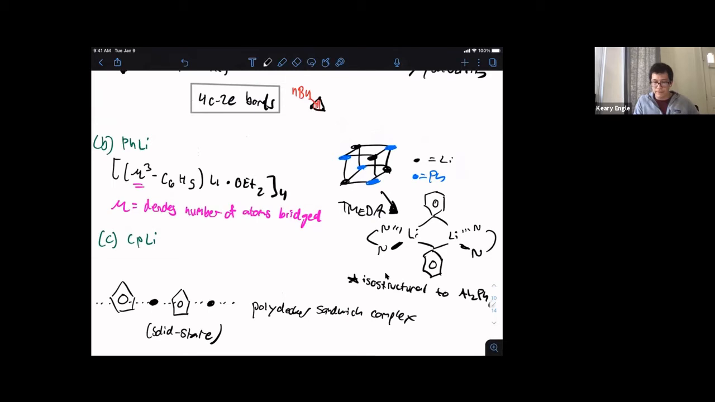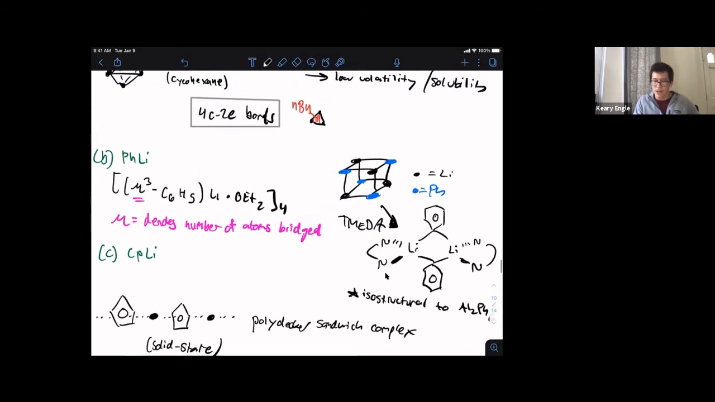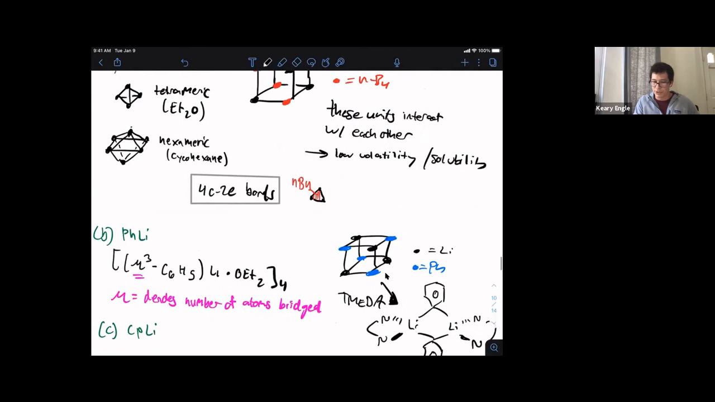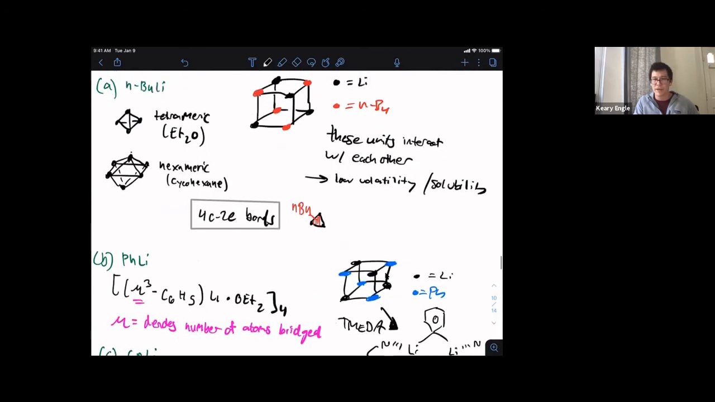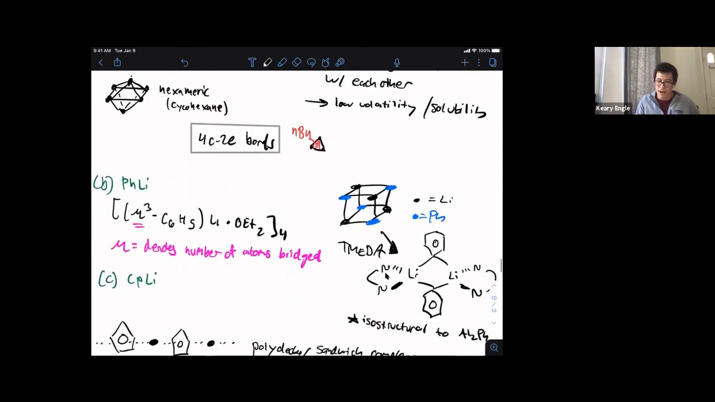And phenyllithium in ether as solvent can be drawn similarly to what we saw in the case of n-butyllithium. And I've drawn out a chemical formula representation here to highlight some nomenclature or terminology that will become useful throughout the class.